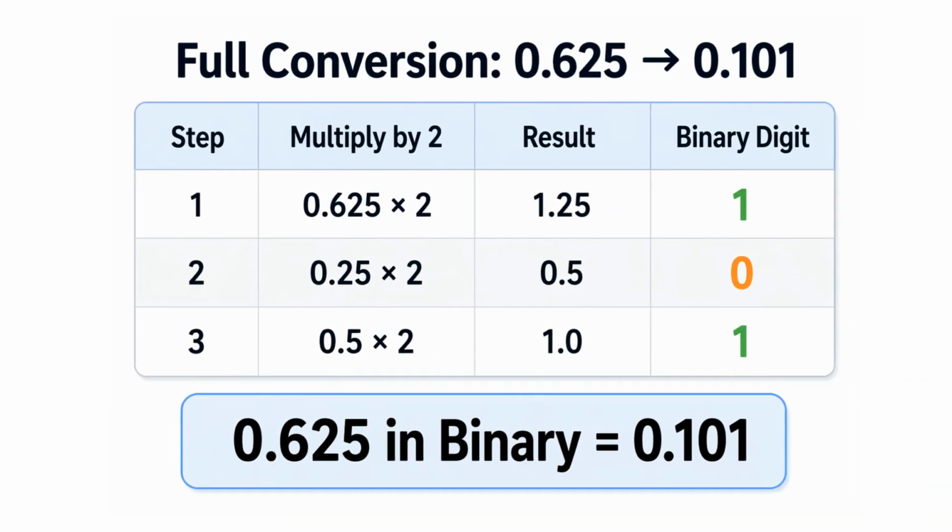Let me show you the whole thing in one place. Here's the complete conversion in a neat little table. 3 steps, 3 binary digits, and boom, 0.625 becomes 0.101 in binary. Super clean, right?